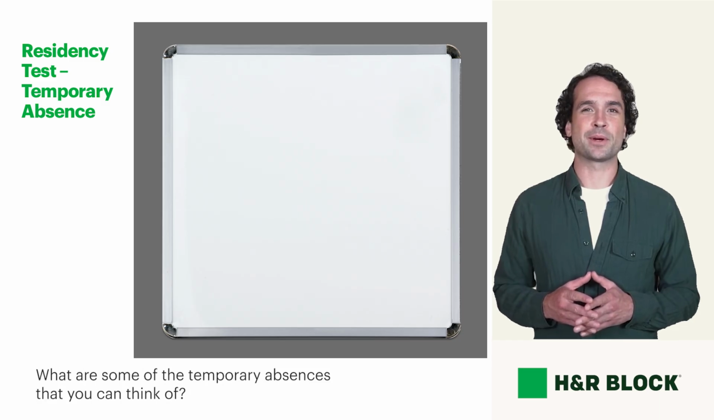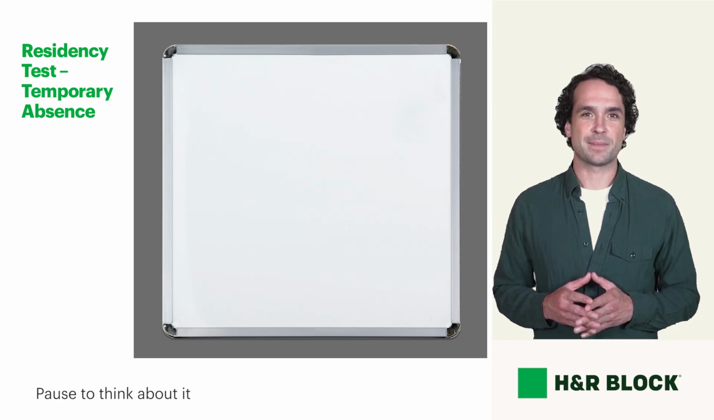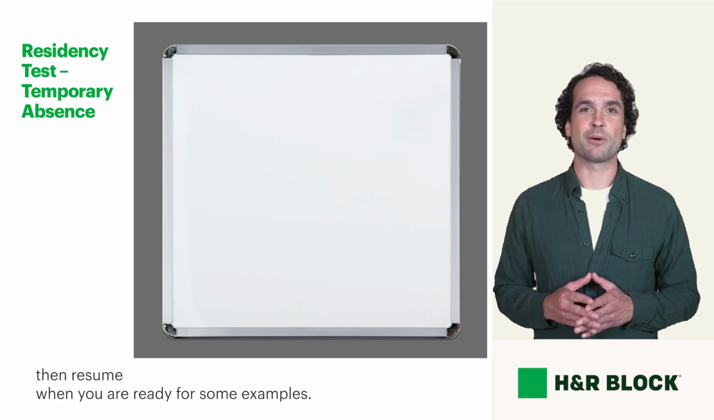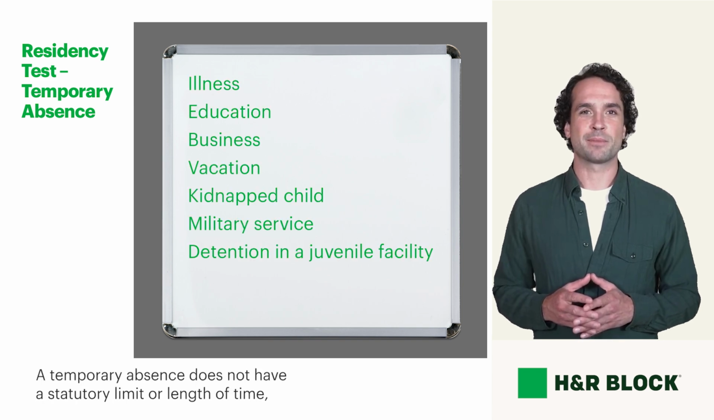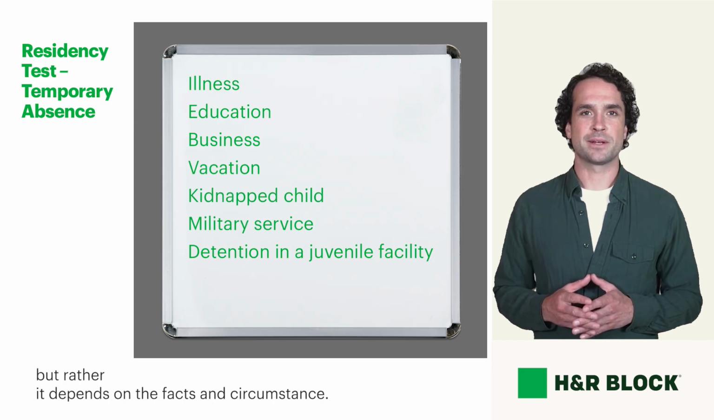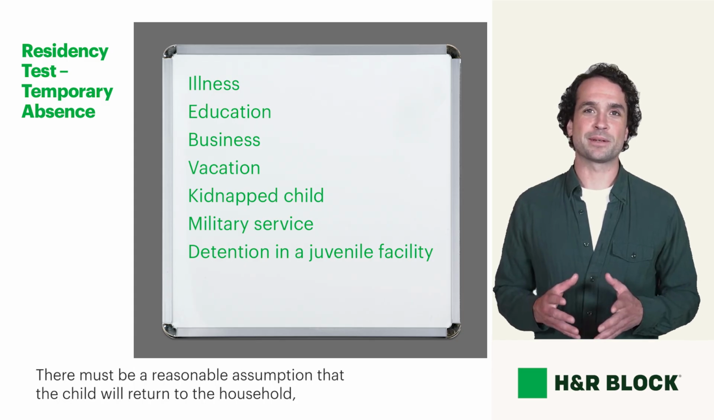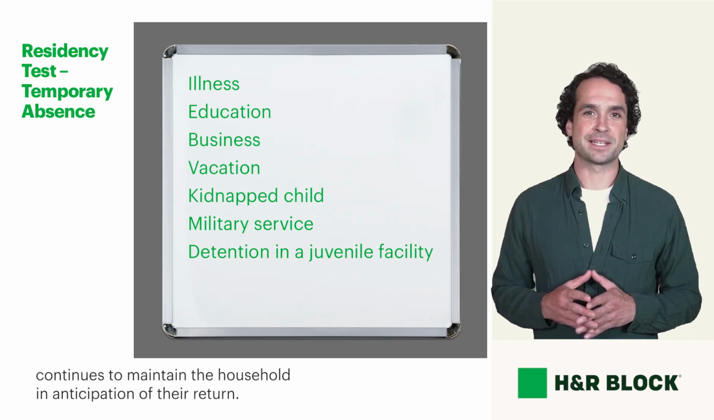What are some of the temporary absences that you can think of? Pause to think about it, then resume when you are ready for some examples. A temporary absence does not have a statutory limit or length of time, but rather it depends on the facts and circumstances. There must be a reasonable assumption that the child will return to the household, and the taxpayer continues to maintain the household in anticipation of their return.